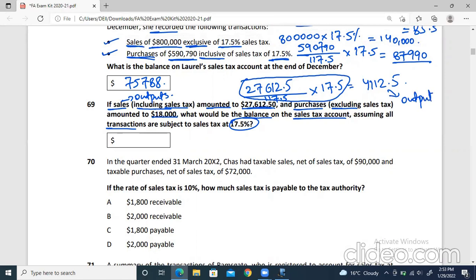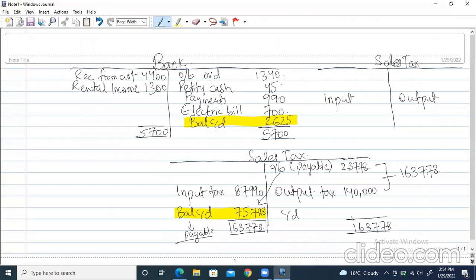Now let's also calculate the input. Input is very simple because it's just an exclusive amount. So on 18,000, we'll just apply 17.5%. So 18,000 times 17.5% gives us 3150. This is the input tax. Now 3150 is the input tax, and 4112.5 is the output tax.